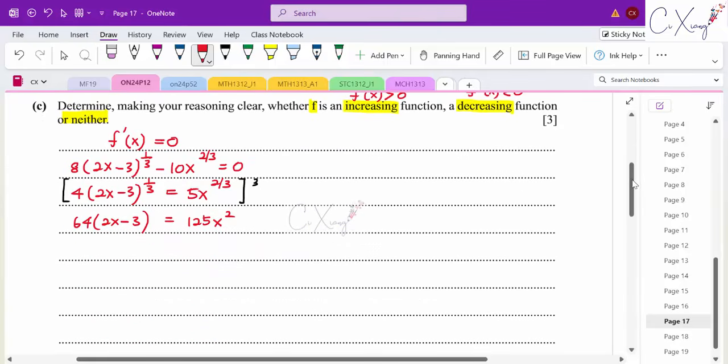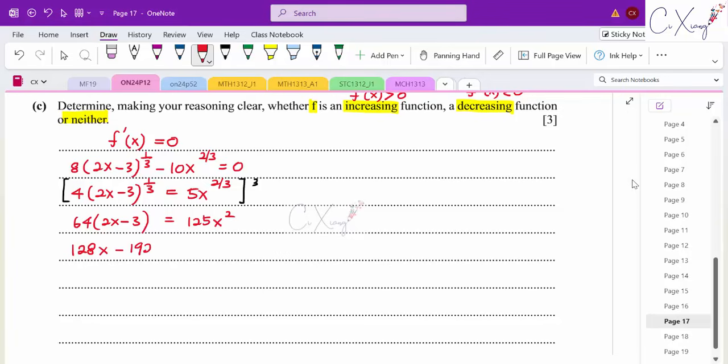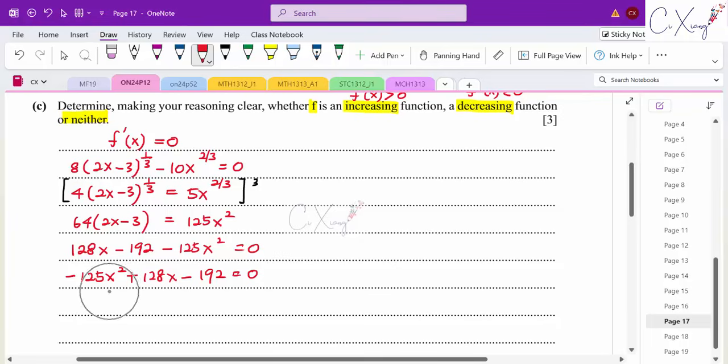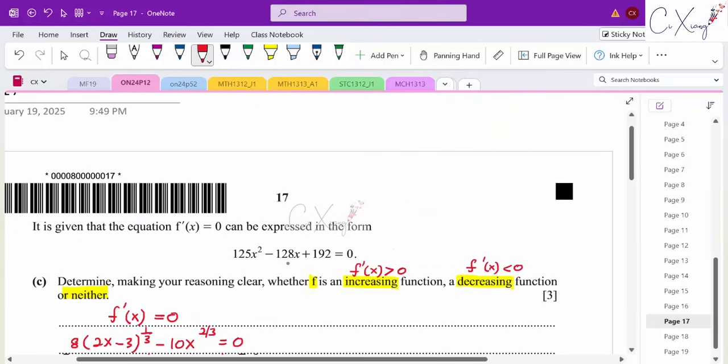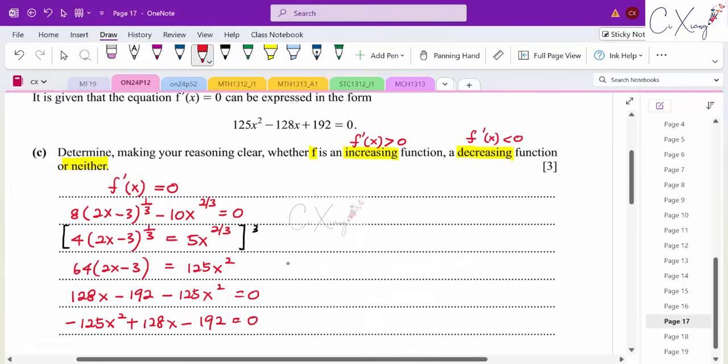Okay, and if you try to simplify, expand and everything, you're having 128x minus 192 minus 125x squared equals to 0. Then if I try to rephrase it again, I'm having negative 125x squared plus 128x minus 192 equals to 0. So if I multiply the negative to the whole equation, basically this is how I get this one. Alright, but this is not important.